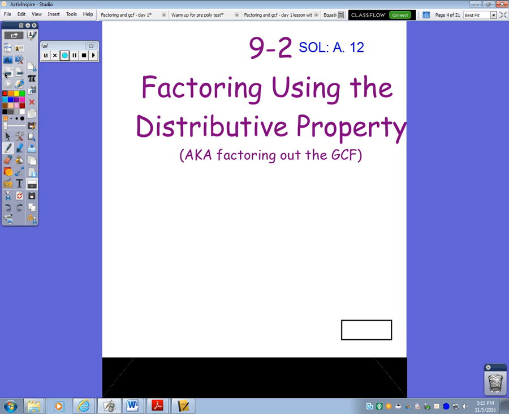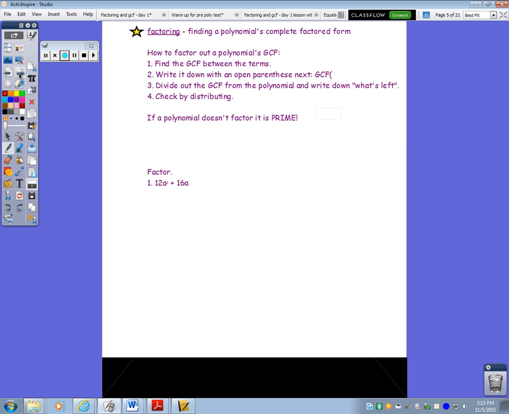Today's lesson is called Factoring Using the Distributive Property, also known as factoring out the GCF. Factoring, finding a polynomial's complete factored form. How to factor out a polynomial's GCF. Find the greatest common factor between the terms.